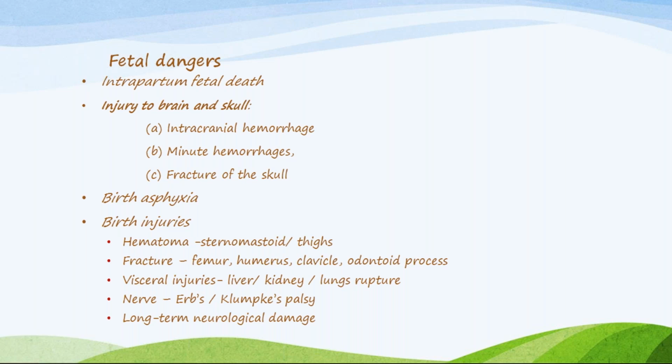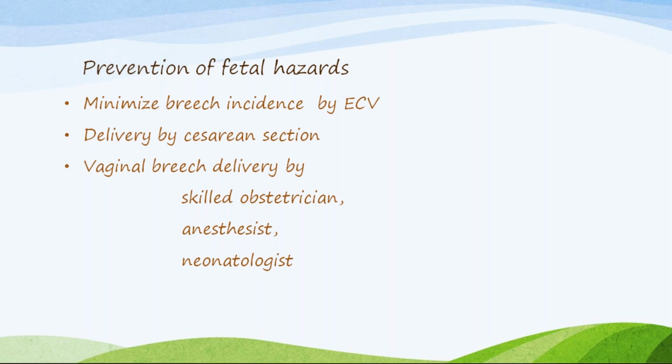So birth injury, hematoma, sternomastoid hematoma, or fracture of femur, humerus, clavicle, all these things can possibly happen. And if the 7th, 8th nerve is involved, that is a problem. Even cerebral palsy is very common because of intracranial hemorrhage. Cerebral palsy is due to intracranial hemorrhage that is caused. So this is a long-term complication.